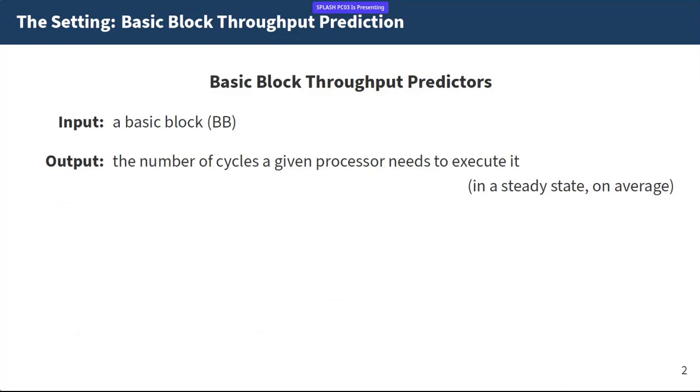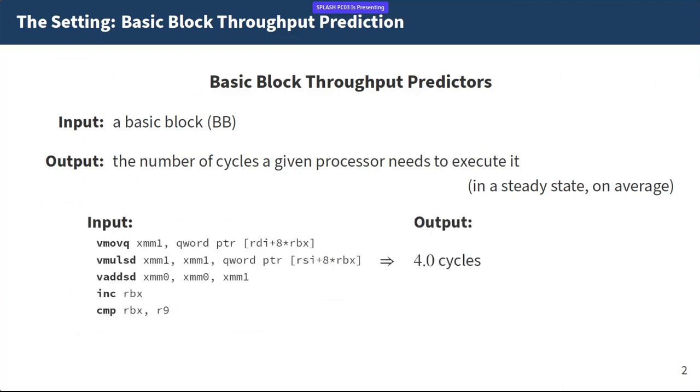For example, a basic block like this, which in x86 implements a vector multiplication. Don't worry too much about the semantics here. You don't really need to understand assembly to get the point of the talk. This basic block might be predicted to take 4 cycles on average based on dependencies among the instructions, available instruction level parallelism, and also things like latencies and the like.